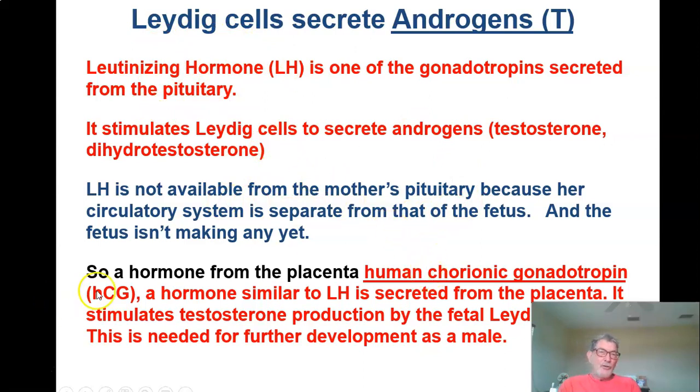Meanwhile, HCG, human chorionic gonadotropin, is a great test for pregnancy. Because if you haven't implanted, you won't make this stuff. And once you start making HCG, you know that you've implanted your fetus into the wall of the uterus. And that's the primary test for pregnancy. HCG.